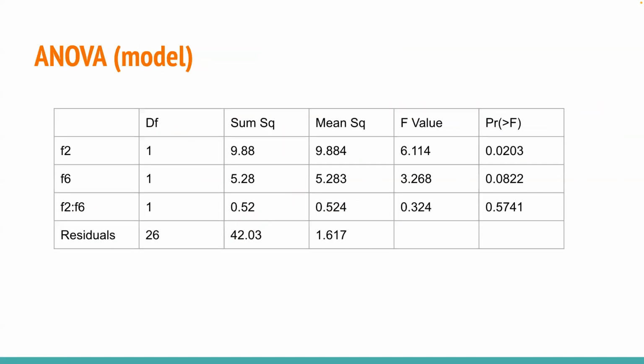Next, we're going to try ANOVA. Our mean square is going to represent our variance, and if you divide the mean square between and within a factor, you're going to get your F values.